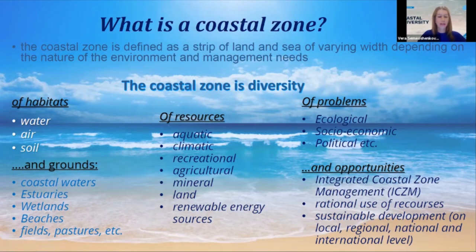The coastal zone is defined as a strip of land and sea of varying width, depending on the nature of the environment and management needs. So this area includes partly land and sea, which are in constant and direct interaction. Coastal zone has boundaries that are defined by the degree of interaction between land and sea, and they're separated from the offshore area itself. And it can vary in depth, width, and length.